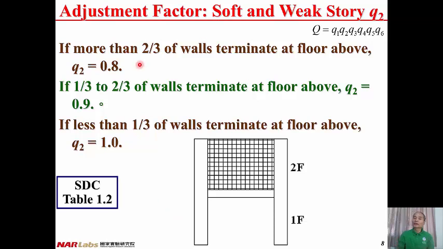Therefore, if more than two-thirds of the walls terminate at the floor above, maybe at the second floor, then Q2, the second adjustment factor, equals 0.8. If one-third to two-thirds of the walls terminate at the floor above, then Q2 equals 0.9. If less than one-third of walls terminate at the second floor, then Q2 equals 1.0.